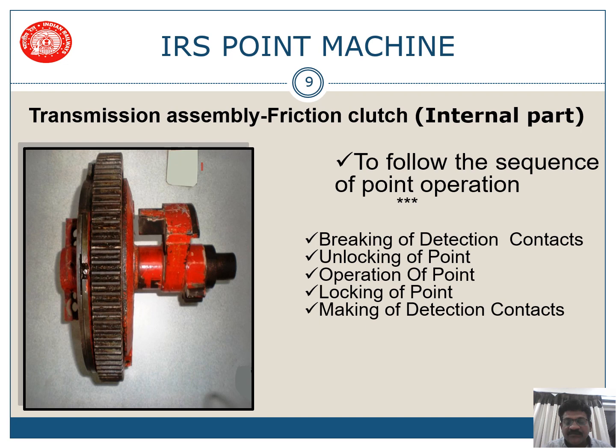Then unlocking of point, operation of point. After complete operation, locking of point takes place, and once a point is set properly, then detection contacts are made. This is the sequence of operation. Whenever point is operated, this sequence is followed, and that is possible because of your transmission assembly.